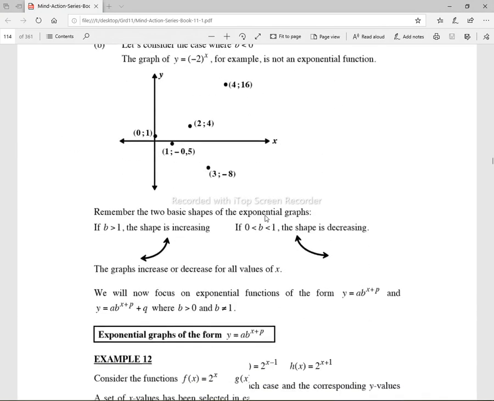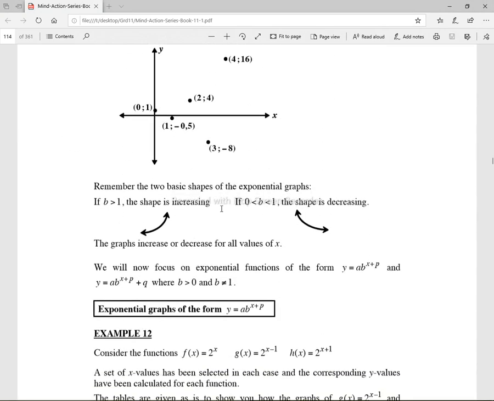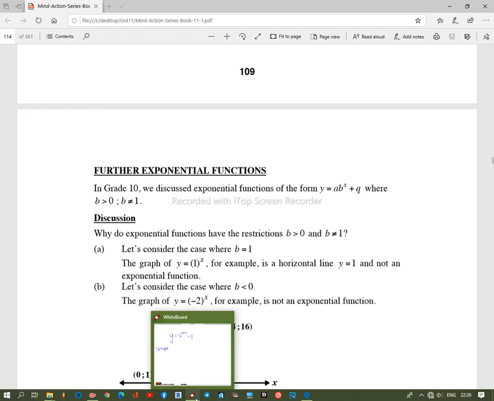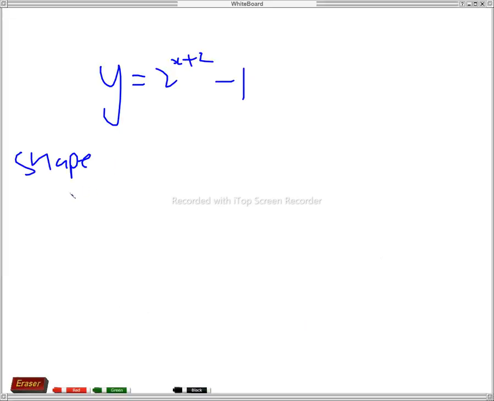So you still remember, where b is greater than 1, our shape is going to be like this. But where b is less than 1, our shape is going to be like this. And then the general formula is like this, so our b is that value over here. So let's go back to our board. Our graph is going to be something like this.